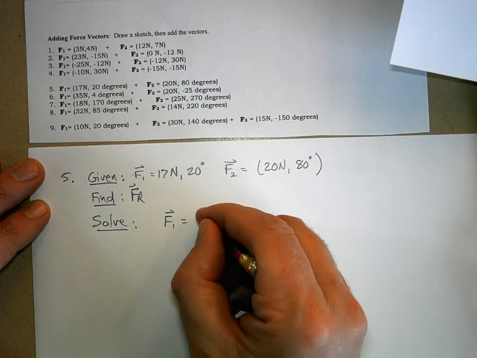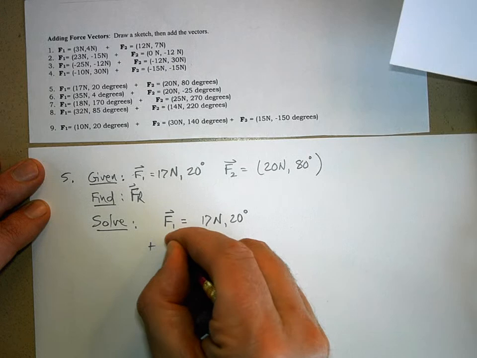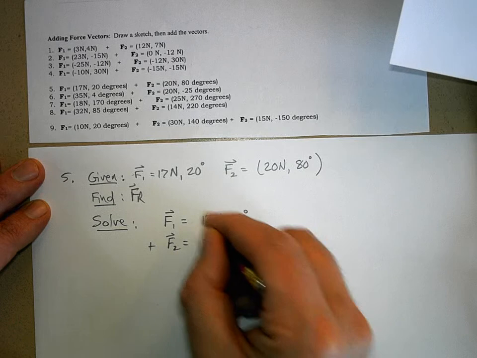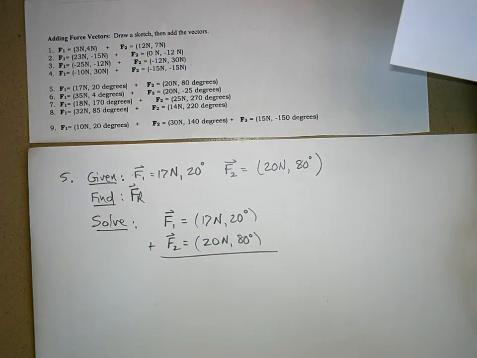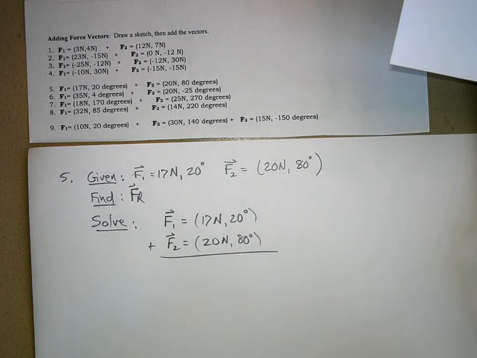So F1 equals 17 newtons, 20 degrees, plus F2, 20 newtons at 80 degrees. Now, can I add these up like this? No. You cannot add vectors in polar coordinates. You just can't. I mean, you just get the wrong answer. You would get 37 newtons at 100 degrees, and you would lose all the points on a quiz because it's completely wrong.